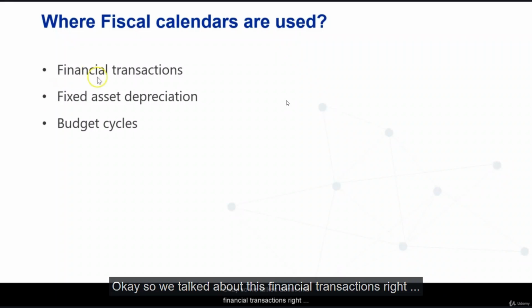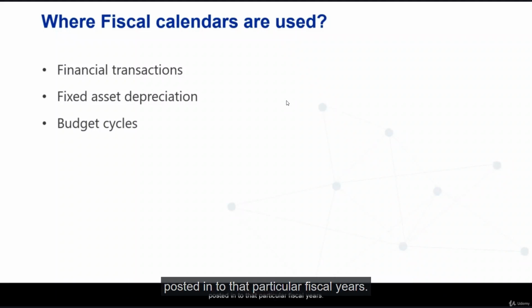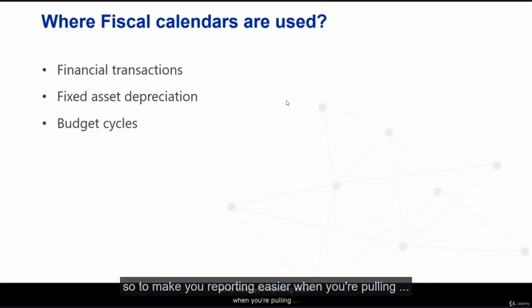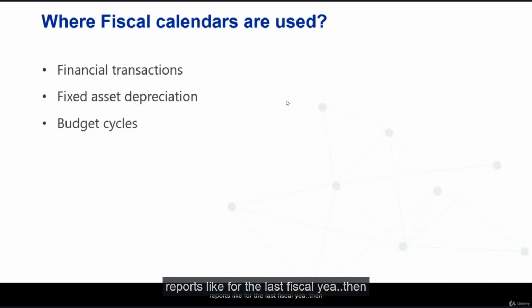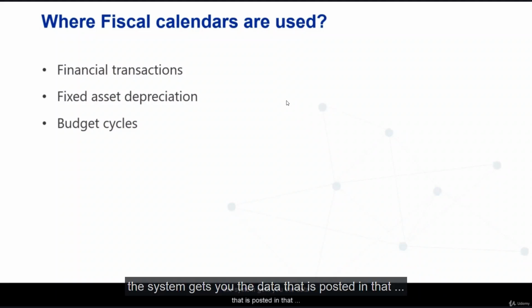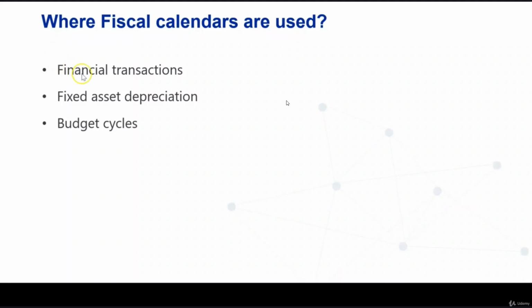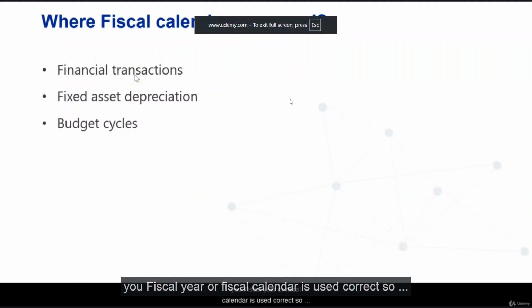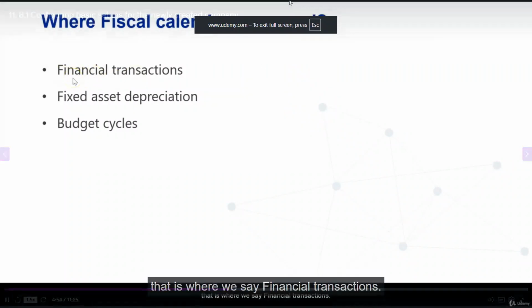We talked about financial transactions, because the transaction that you are posting will be posted into that particular fiscal year. To make your reporting easier, when you pull reports like for the last fiscal year, the system gets you the data that is posted in that particular fiscal year. That is where your fiscal year or fiscal calendar is used, and that is where we say financial transactions.